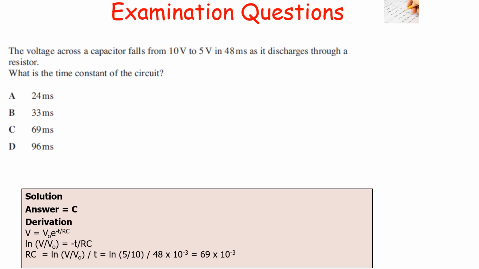So we can say natural log V over V0, because we've just taken that V0 across the other side before we took the log. So we went V over V0 equals e to the power minus t over RC. So we can say natural log V over V0 equals minus t over RC. Rearrange it to make RC the subject. Pop our values in from the question. Remember, it's 48 milliseconds, so it's 48 times 10 to the minus 3. And we get 69 times 10 to the minus 3, which is 69 milliseconds, which is C.